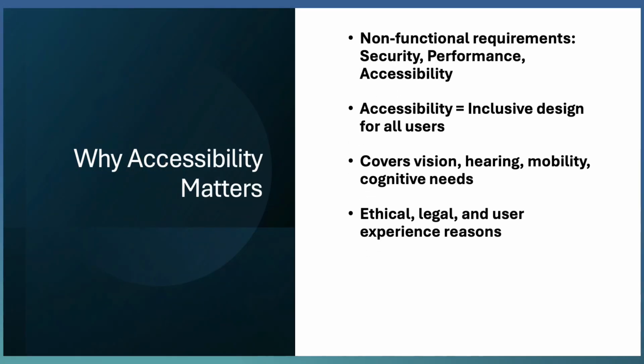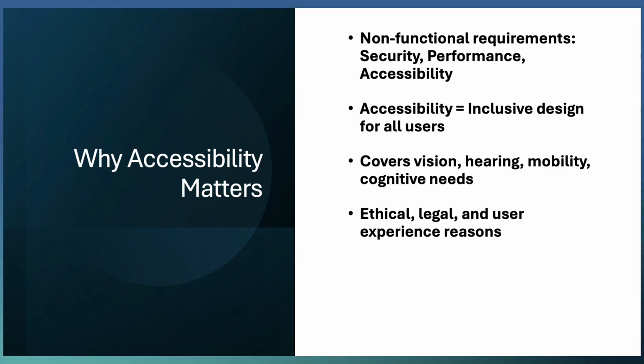Before we jump in, let us quickly talk about non-functional requirements. When building software, it is not just about delivering features. We also need to ensure security, performance, readability, maintainability, and accessibility. These non-functional requirements make our software robust, inclusive, and sustainable for real users in the real world. Accessibility in particular is about making sure everyone, regardless of ability, can use your application effectively.